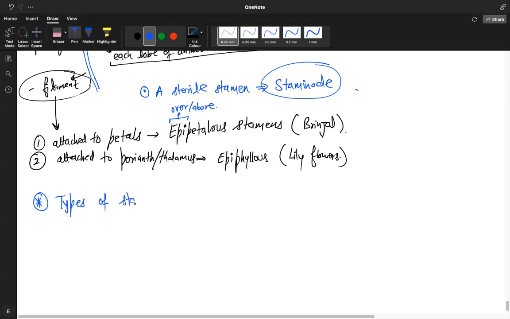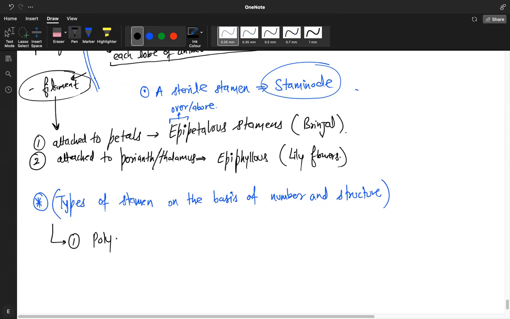Now, types of stamen on the basis of number and structure. Here they can be either united or free. Now, first is called polyandrous. This is the easiest to remember, but often students get confused or frightened by this.